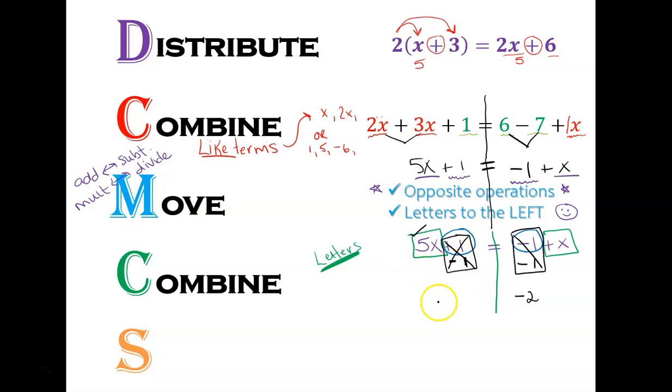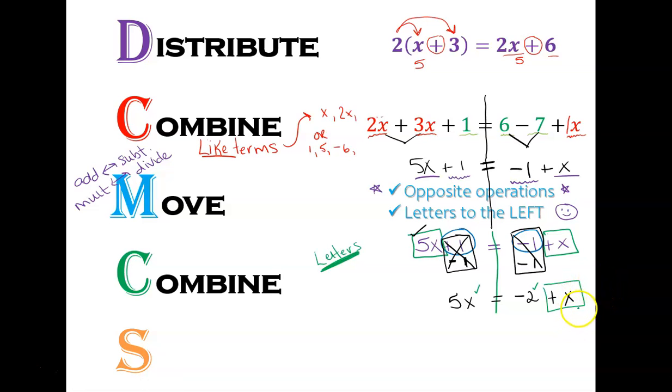So now that I've done a move and also a combine, let's see what my equation looks like. I have a 5x over here still. I have a -2, and I still have a +x. So let's look at our equation again, one at a time. Is this 5x where it needs to be? Yep. Is this -2 where it needs to be? It's a number, and it's over on the right-hand side. Yep. Is this x where it needs to be? No. This x is a letter. It should be on the left.